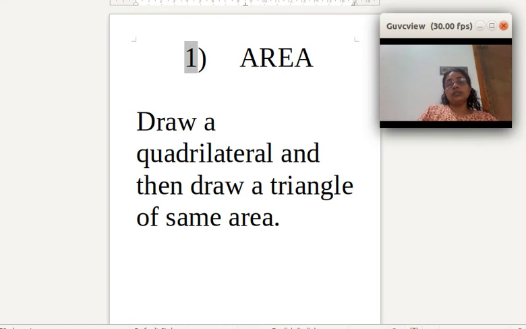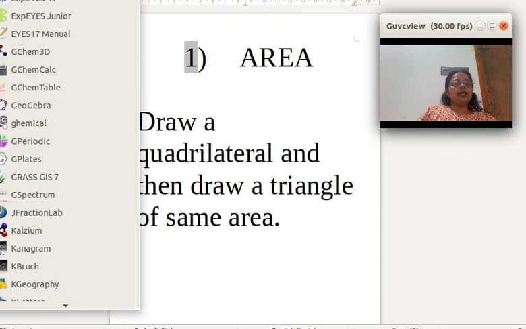Dear students, now we are discussing a new portion of the first chapter, Area. Here you can see the question: draw a quadrilateral and then draw a triangle of same area. You do it with the instrument box, and I am here using GeoGebra.